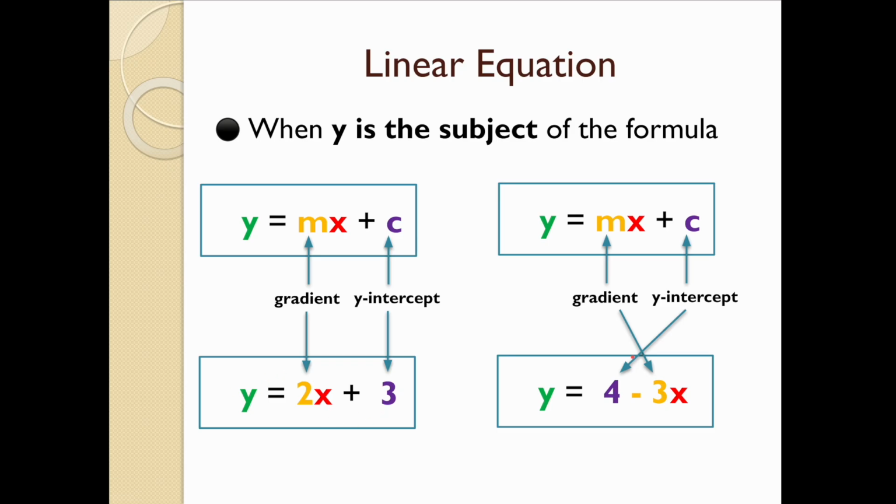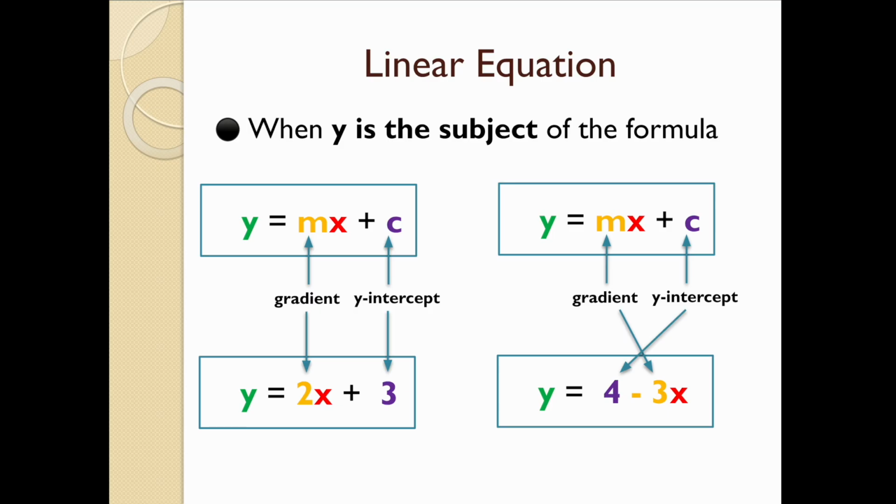So in this case over here now, we are looking for the value next to the x to let us know what the gradient is. And if you look here, what's the value next to the x? We have a minus 3. So negative 3 would be our gradient. Lovely. What would be our y-intercept? 4. Positive 4. Wonderful. Does that make sense?